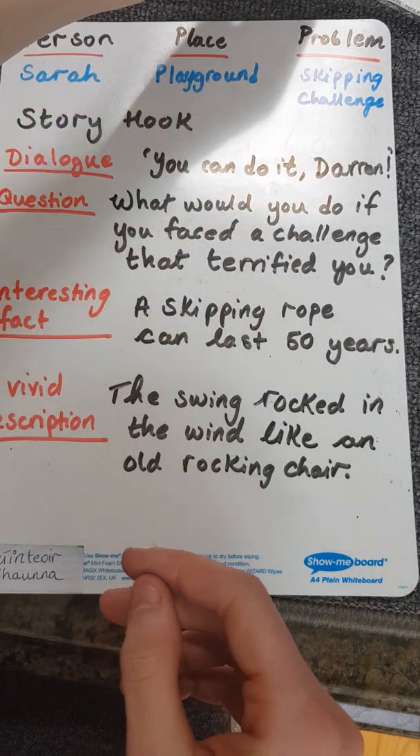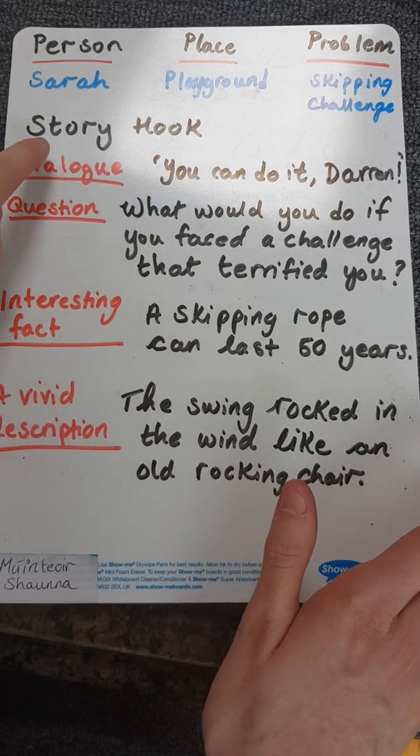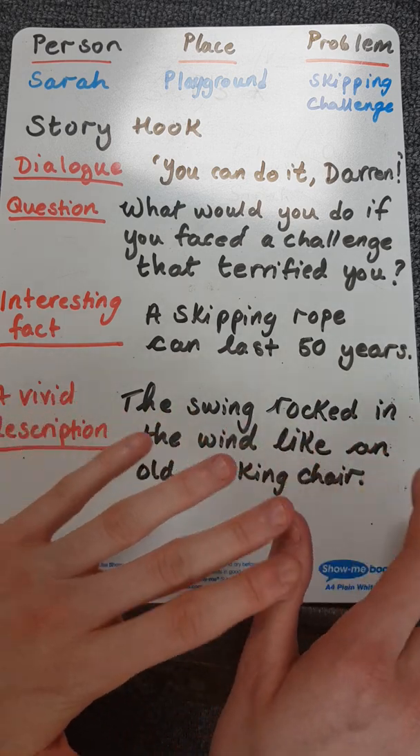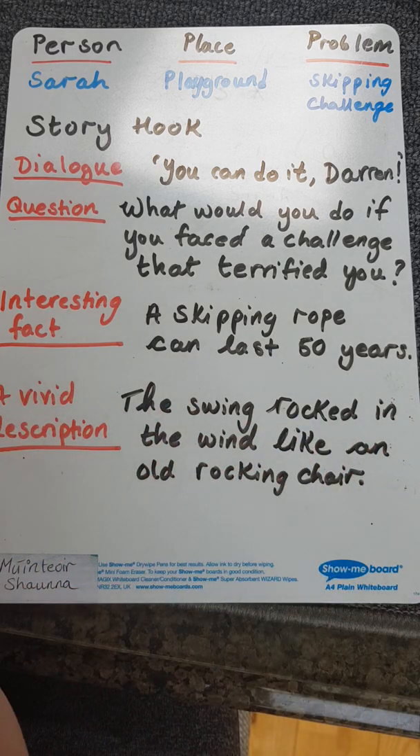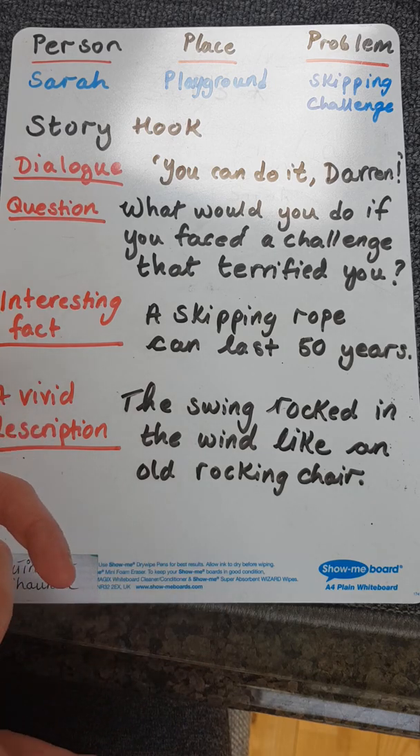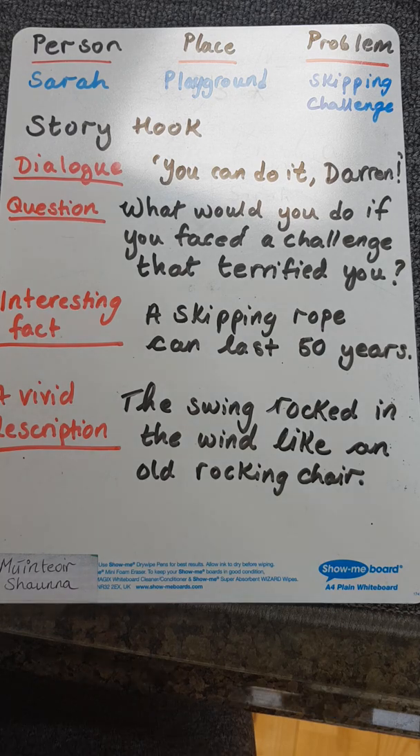So automatically, once I've read that, it is a vivid description which works as a story hook. And it's drawing me in. The swing rocked in the wind like an old rocking chair. Okay, well, I want to know a bit more about this swing or about the location in which the swing is. So that has drawn me in, okay? So that is how you write a story hook.